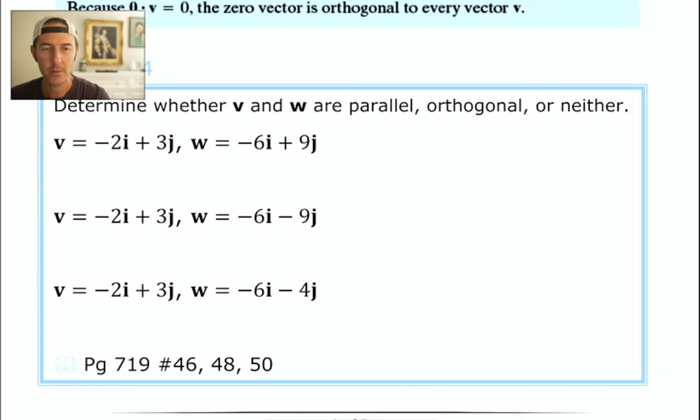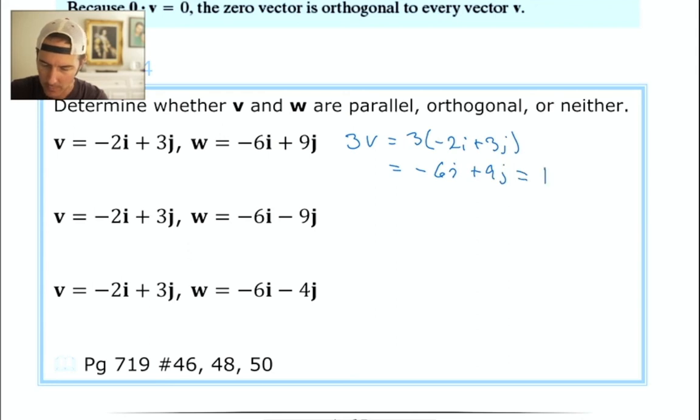So let's see, can we take V and multiply it by something and turn it into W? I think we can. I think that if we take 3 and multiply it by vector V, that will equal 3 times negative 2i plus 3j, which is equal to negative 6i plus 9j, and hey, that's equal to W. So the fact that a scalar times vector v ended up equaling vector w means that these two vectors are parallel.